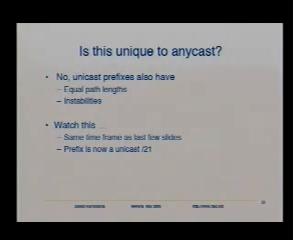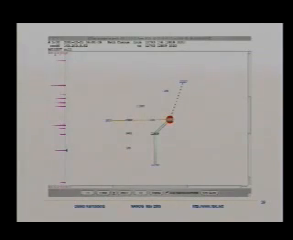So the next question that came to my mind is, is this unique to Anycast? And I found no, unicast prefixes also have lots of paths of equal length and also have instabilities. I just chose another example out of the same time frame to show you, where we have a unicast /21, also from 1853. And around the same time when this link failure happened, this started doing very similar things.